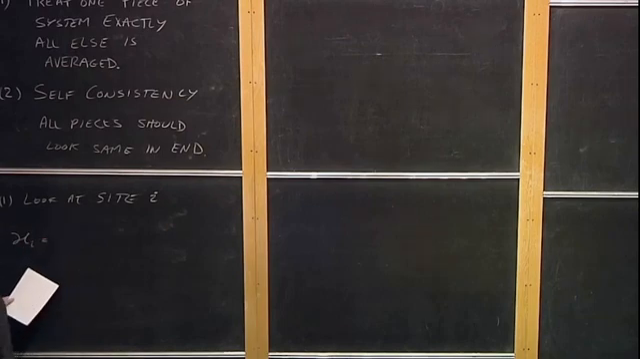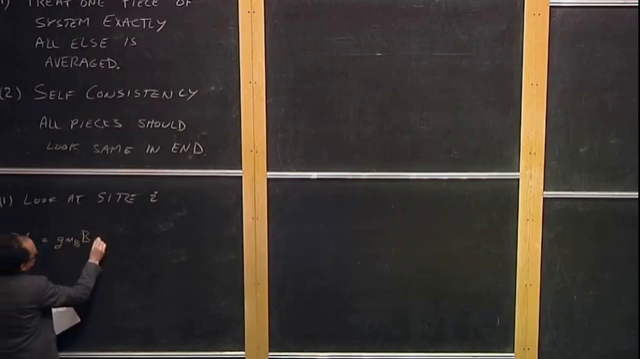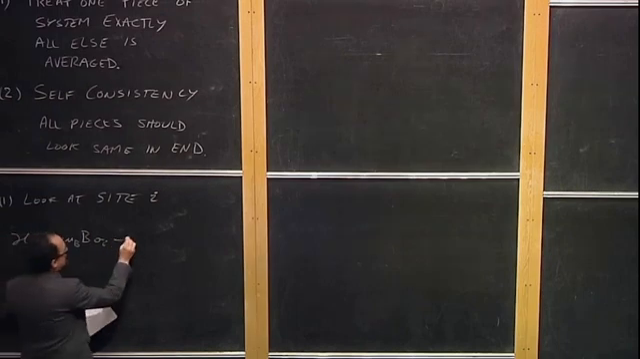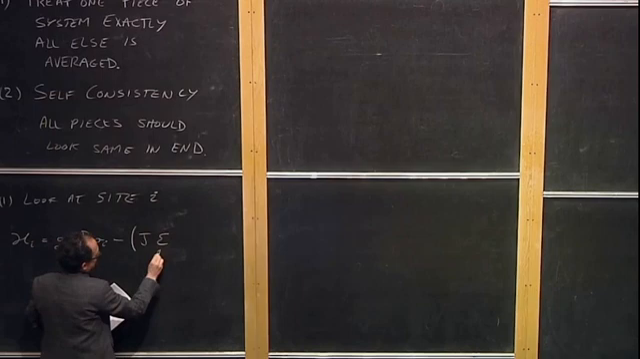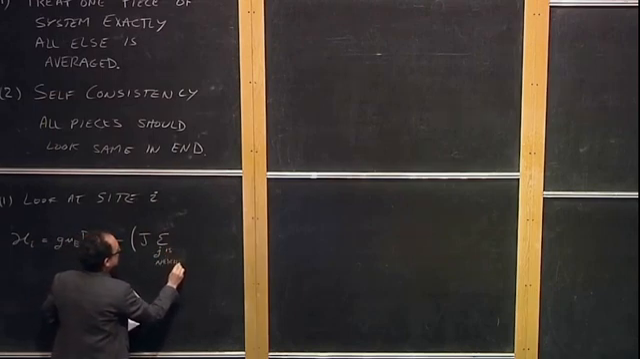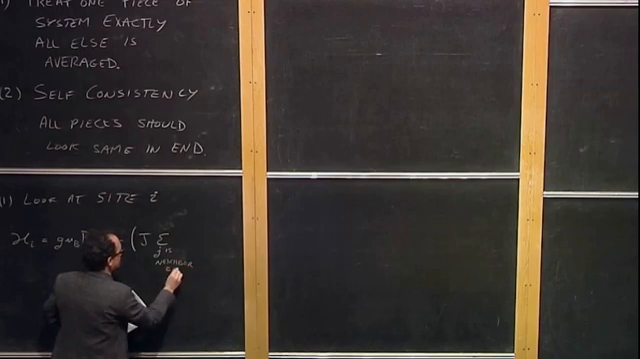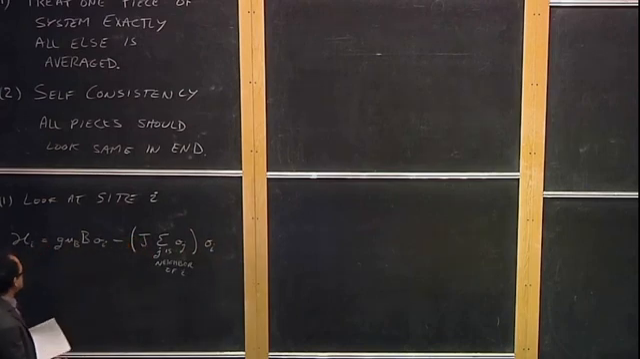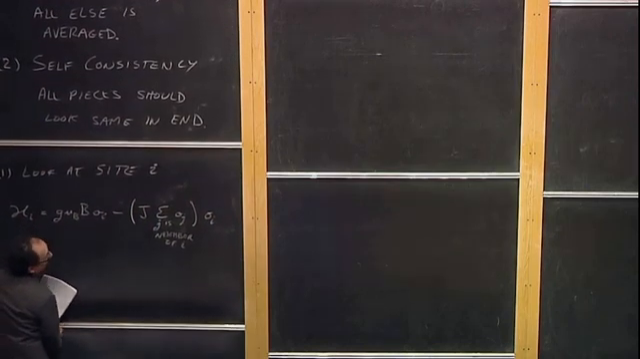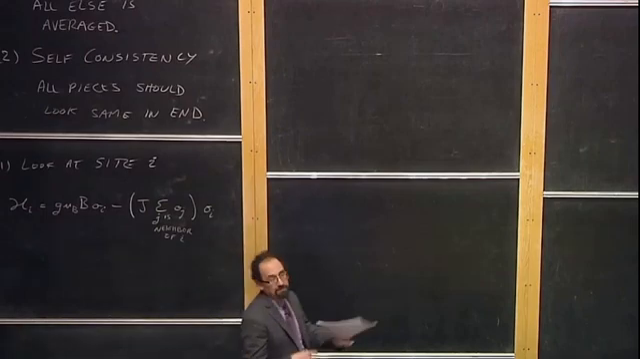So the Hamiltonian for site i is g μ_B B times σ_i. That's the coupling to the externally applied magnetic field. Then there's going to be the coupling to all of its neighbors, which I'll write this way: sum over j a neighbor of i, σ_j times σ_i. So I've written out all the terms in the Hamiltonian that contain the spin σ_i.